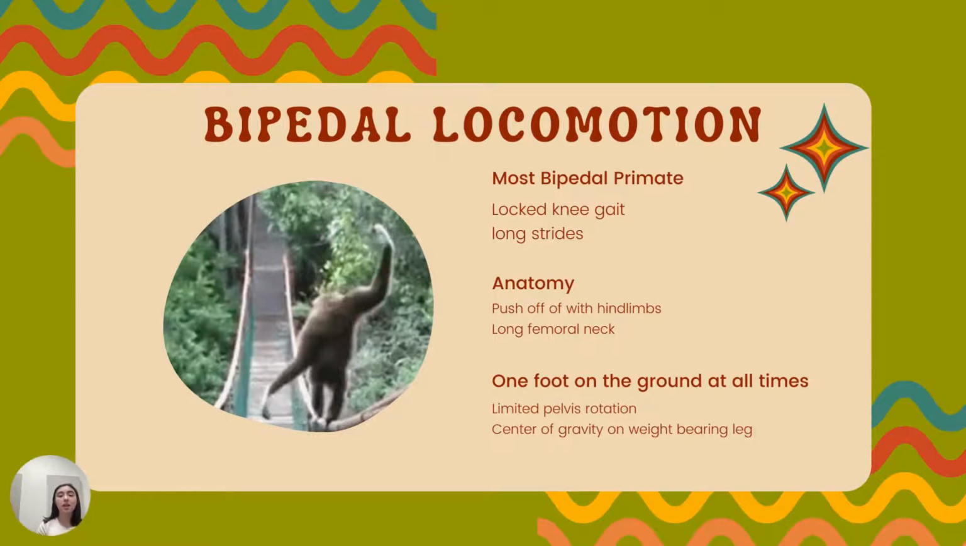Unlike humans, gibbons never have both feet off of the ground at the same time because their pelvis doesn't rotate like ours. Our pelvis rotation keeps our center of gravity placed within our spine and keeps us upright as we walk from leg to leg. With gibbons instead, their center of gravity is placed on their grounded foot, making them hobble back and forth as they move around. What makes gibbons more efficient bipeds than other primates is that they have a longer femoral neck, which allows them to mimic the femoral rotation that is seen in human bipedalism.